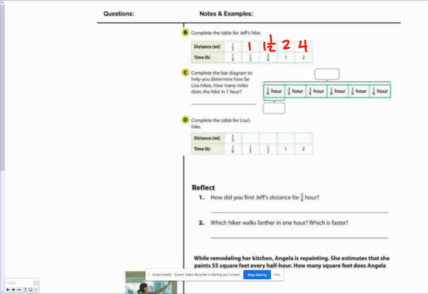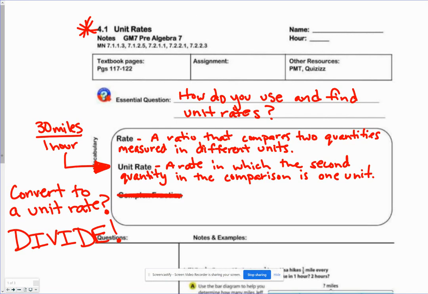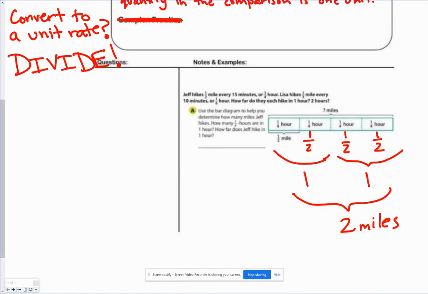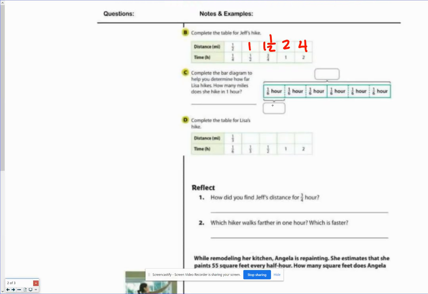All right, if we think back to Lisa, I'm going to go back to that problem again, scroll down. I know I'm jumping back and forth. She goes 1/3 of a mile for every 1/6 hour. So let's go put that in. This is 1/3. So if that's 1/3, the next one should be 1/3, and the next one should be 1/3, and 1/3, and 1/3.